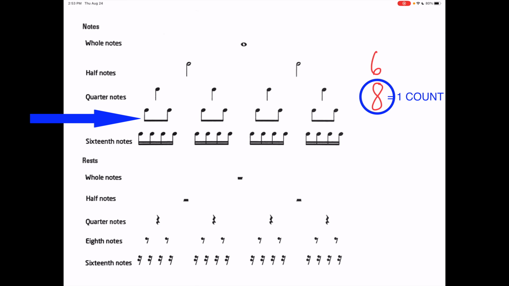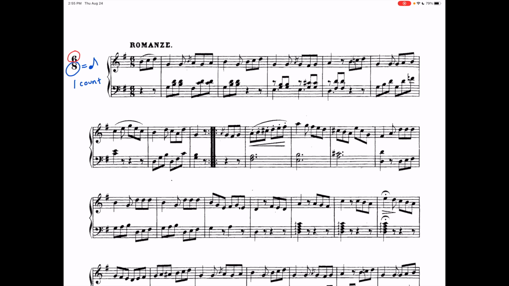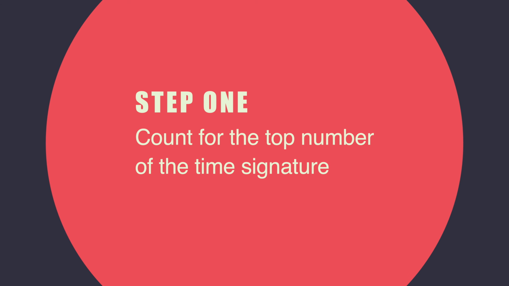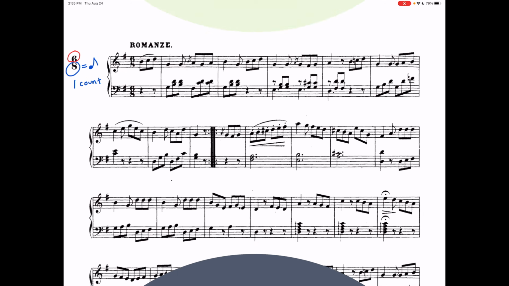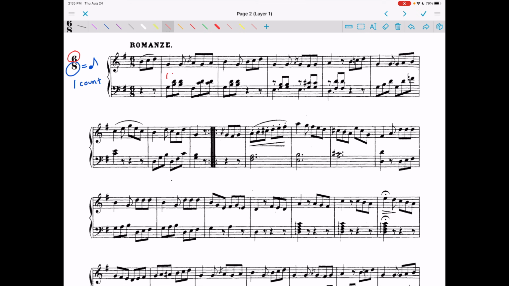If we know that the eighth notes are receiving one count, then we can figure out the other note values. So the quarters are getting 2, the half notes are getting 4, and the whole notes are getting 8, and the 16ths are going to get a half each. So using step 1 of my rhythm formula in this piece is easy because you can see a lot of eighth notes, so it's easy to figure out where the 6 beats fall. So you don't really need to do step 2 here.